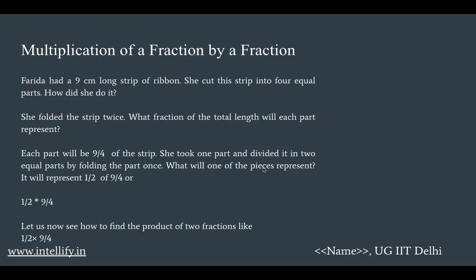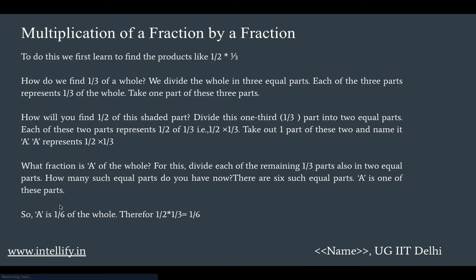So what will one of the pieces represent? It will represent half of 9 by 4, that is half into 9 by 4. How do we do this? To do this, first learn how we multiply half and 1 by 3. How do we find 1 by 3 of a whole? We divide the whole into three equal parts. Each of the three parts represents 1 by 3 of the whole. Take one part of these three parts and now share half of it.